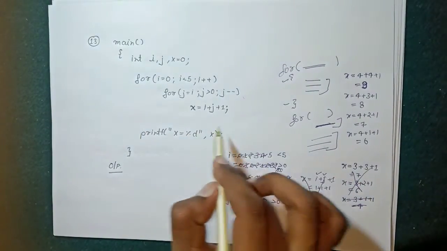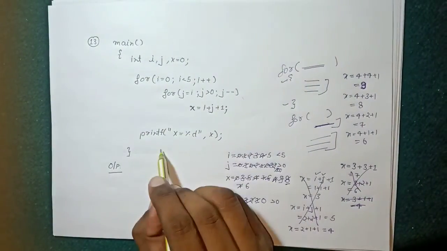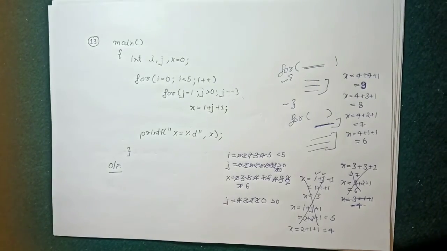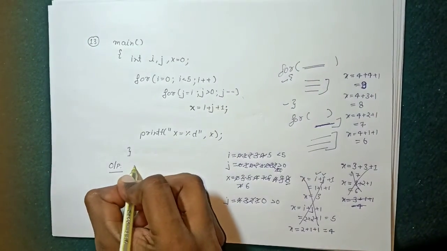Then we come out of these nested loops. Then we have a printf statement, in which the printf statement is printing the value of x, so that we get the value of x as 6.